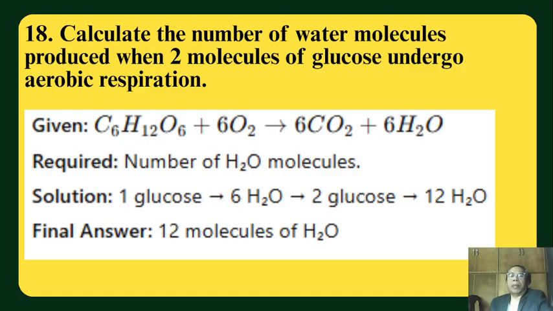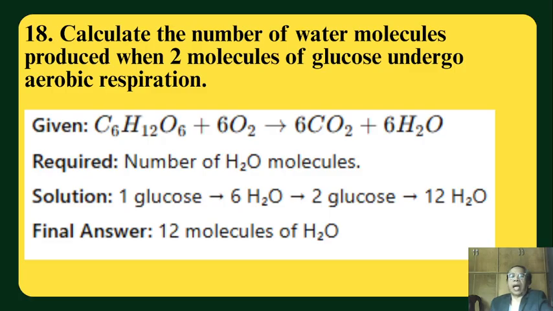Practice problem number 18. Calculate the number of water molecules produced when 2 moles of glucose undergo aerobic respiration. So we are given 1 mole of C6H12O6 reacted with 6 moles of oxygen to produce 6 moles of carbon dioxide and 6 moles of water. So we are required to obtain the number of water molecules. So solution: using 1 mole of glucose, you produce 6 moles of water.